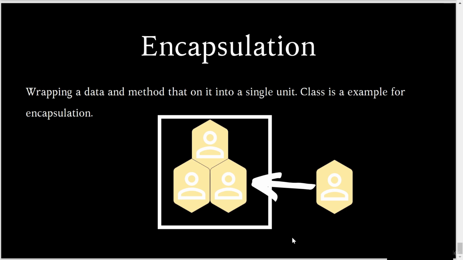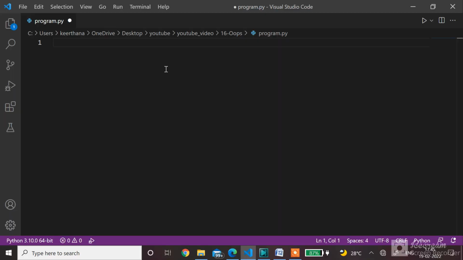Encapsulation is wrapping data and the methods that work on it into a single unit. Encapsulation restricts accessing data directly, so it protects privacy. For that, Python has private variables. If you define a private variable in a class, then the object's variable can only be changed by an object method. A class is an example of encapsulation.